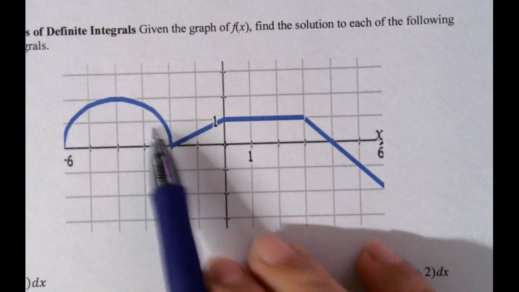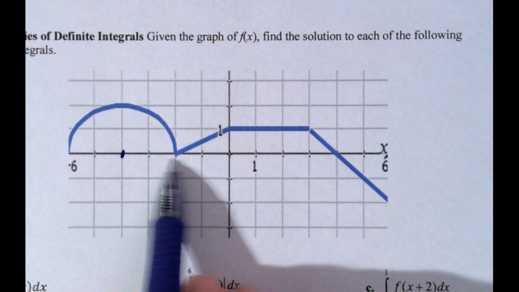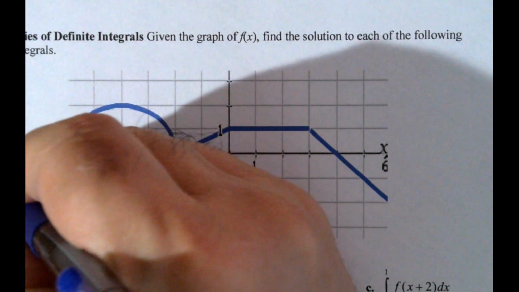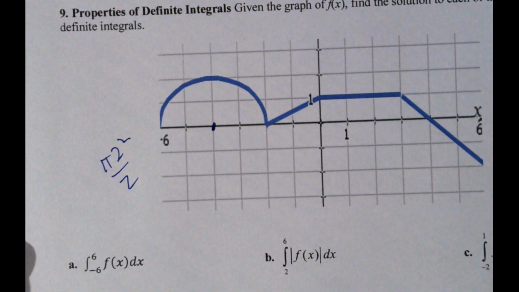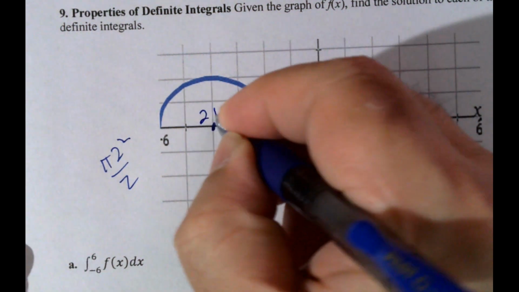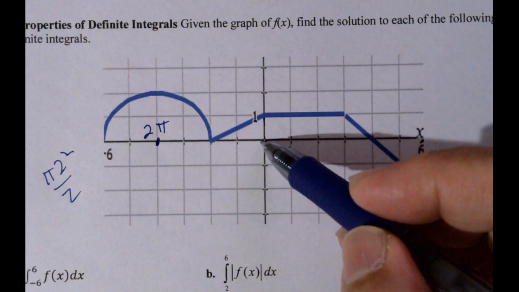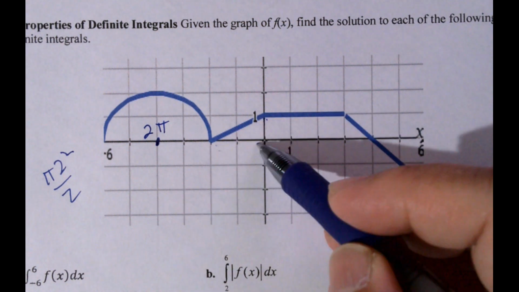This is a semicircle with radius 2. I can tell because here will be the center, and the radius is 2 all the way around. So it'll be pi r squared over 2. Doing pi times 2 squared over 2, it's just 2 pi. Then we're going to do this little piece here, which will be 2 times 1 divided by 2. It's a triangle. The base is 2, the height is 1.